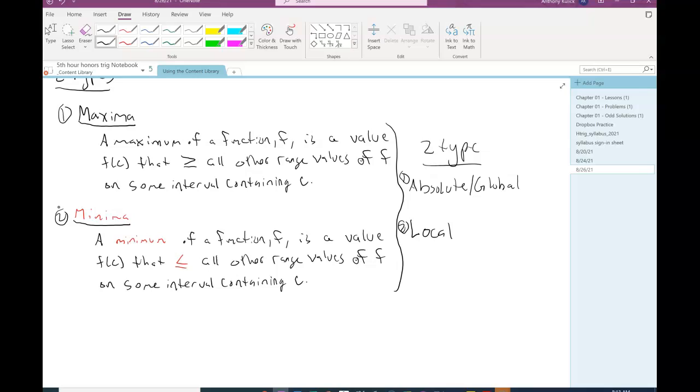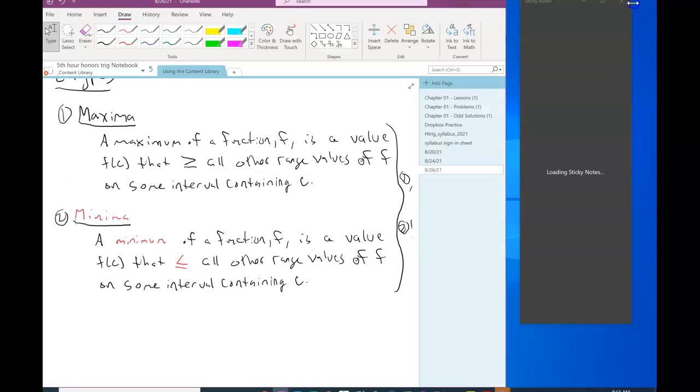Yeah, global is, of all the ranges, it's the biggest, or tied for first, or smallest, or tied for last. And then local would be not looking at the whole graph, but just a little neighborhood. It's a high or low point.